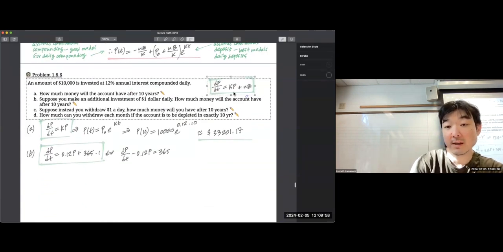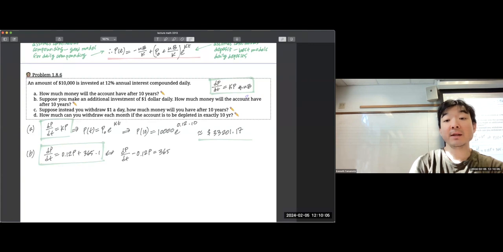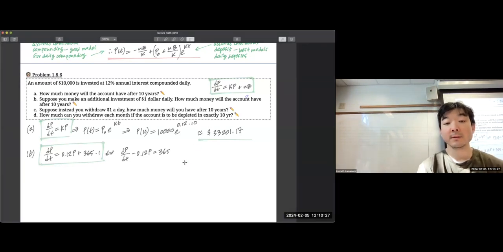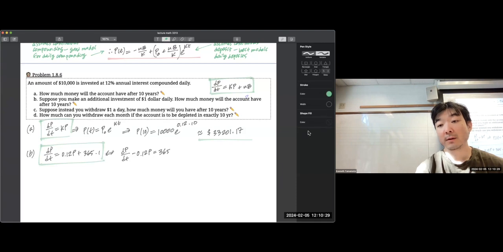So the first term is going to be your interest rate. K is 12%, so 0.12, times P, plus the B is just saying how much you're contributing. It's $1, so B is 1, times how much you're doing it over the whole year, which is 365 because it's daily. And you would move the P term to the left-hand side, so you have this written in standard form. And so you'll get this equation. And you can solve for it. So let's just do it then.